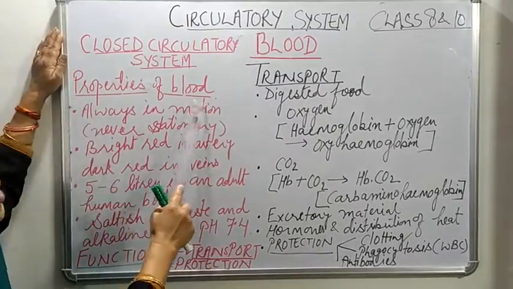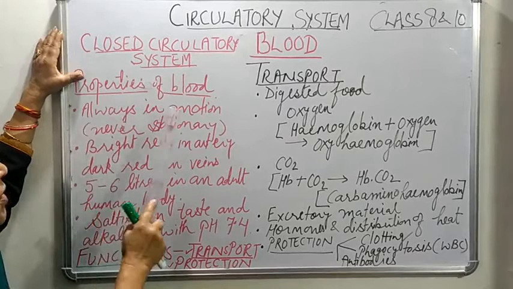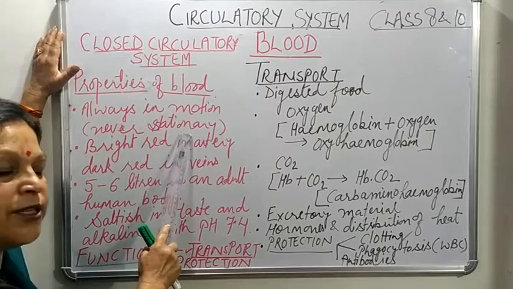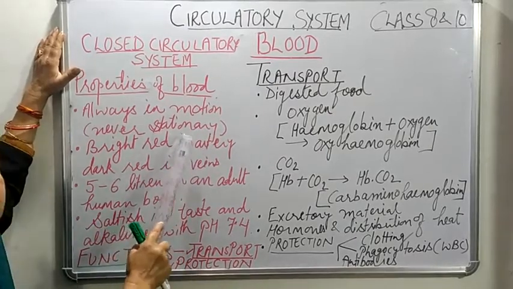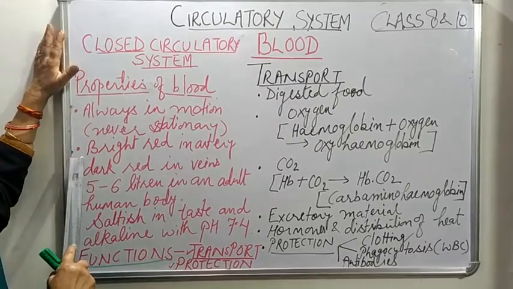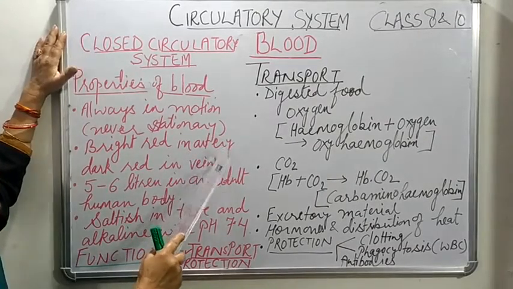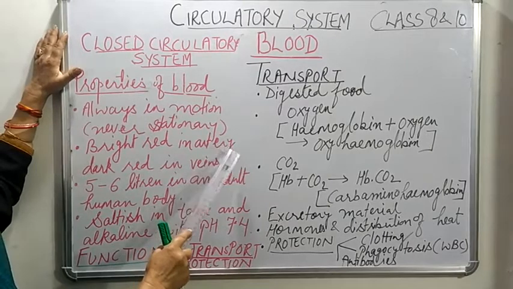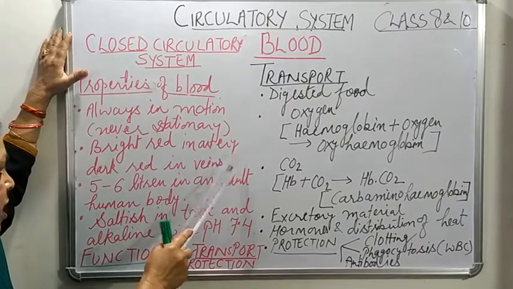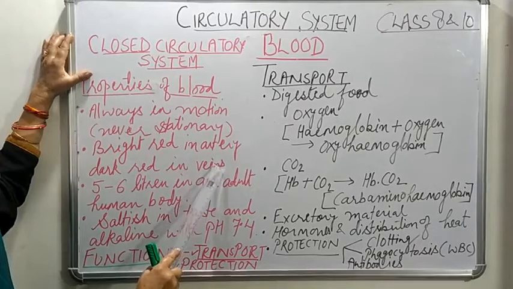Now, what are certain properties of blood? First is, the blood is always in motion. That means it is never stationary. It is always flowing and always circulating in the body. Property number 2. It is bright red in color in arteries, because most of the arteries carry oxygenated blood. So it is bright red when oxygenated in arteries and dark red when it is deoxygenated, present in the veins.